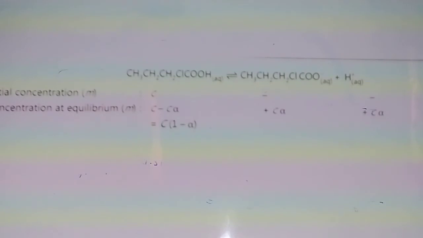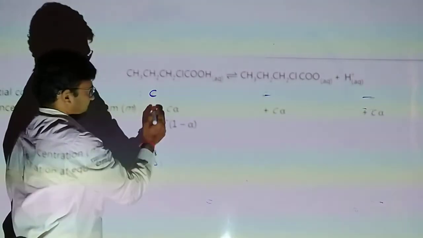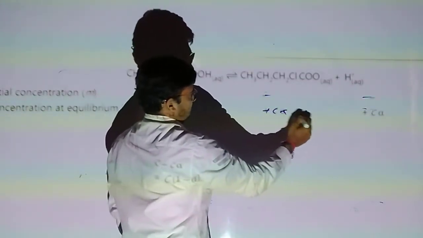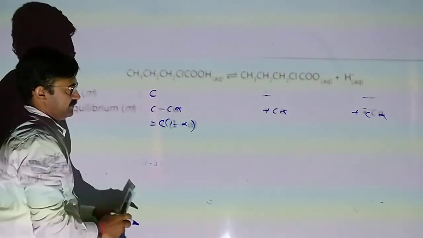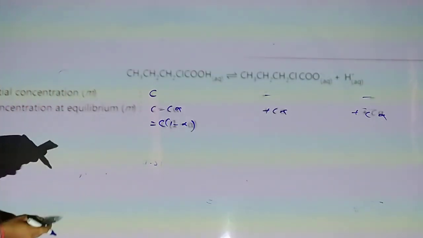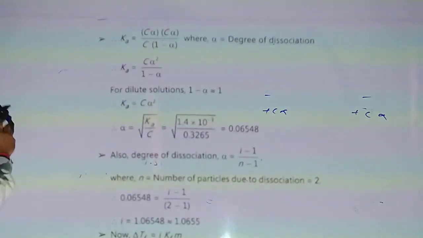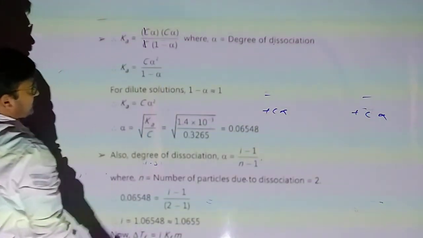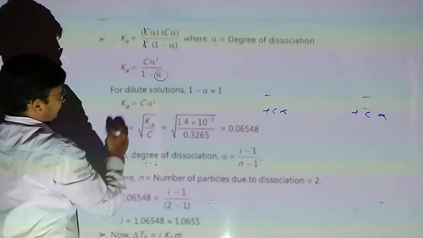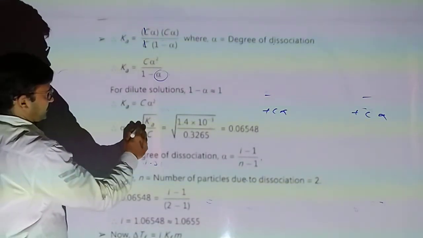Now chloro-butanoic acid dissociates in aqueous solution as follows. Initial concentration C, initial 0, 0. C minus C alpha, plus C alpha, C alpha. Then C into 1 minus alpha, C is taken common. So Ka will be C alpha square upon C into 1 minus alpha. Alpha is degree of dissociation. So C alpha square upon 1 minus alpha. Alpha is very small, so negligible. So Ka is equal to C alpha square. So alpha is equal to under root Ka upon C.